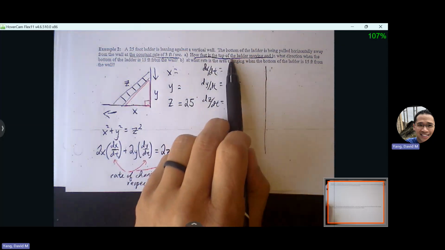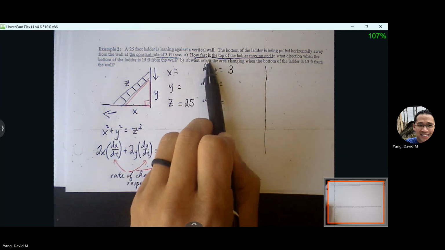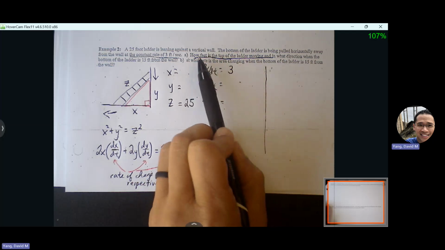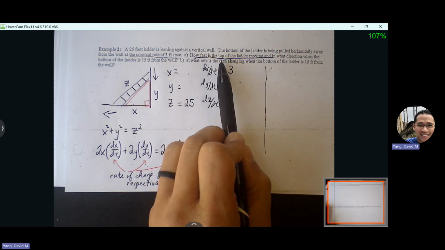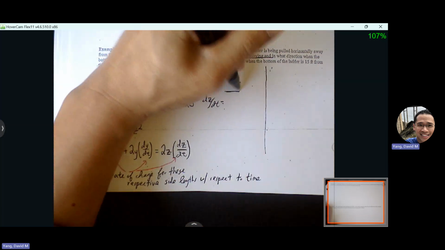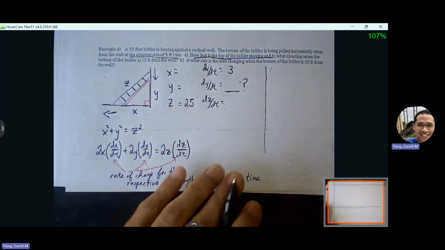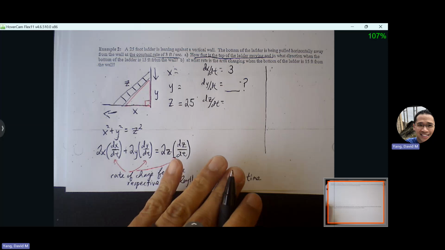So what do you think this is referring to? Yeah, you see the word fast. It's got to be a movement, and it's the top of the ladder moving, and we know it's going to be involving dy/dt. So that's our goal. We're trying to find what dy/dt is equal to.